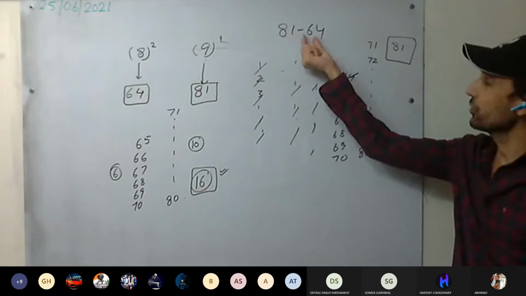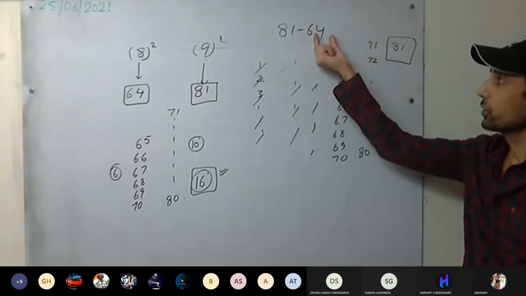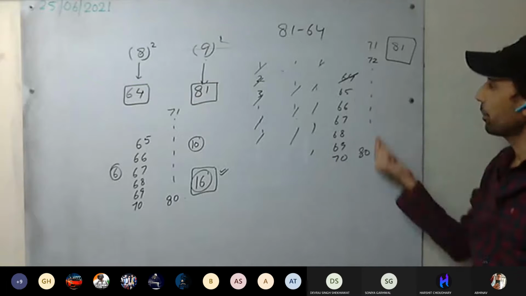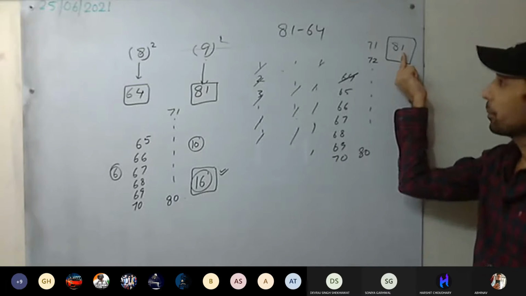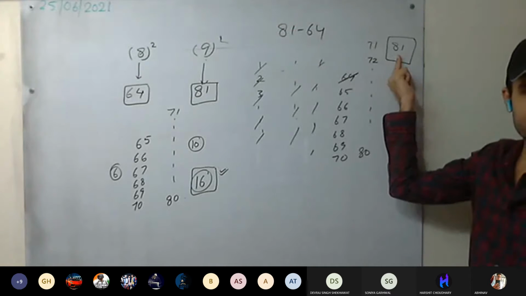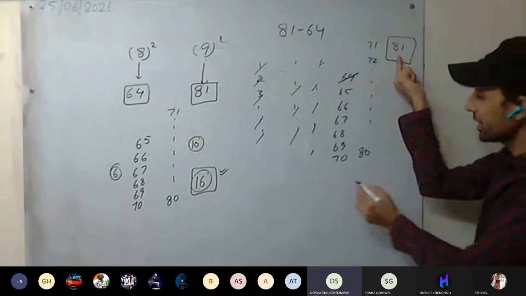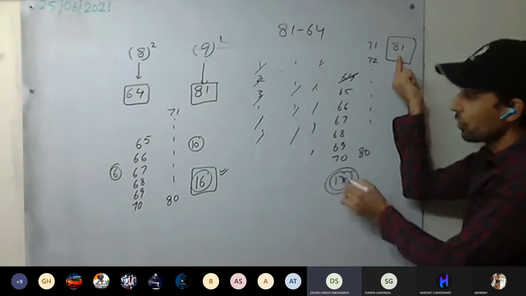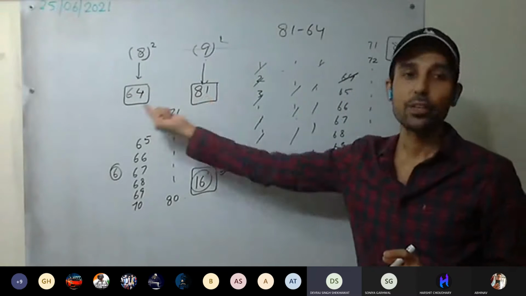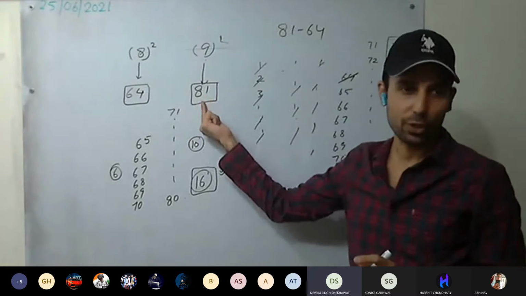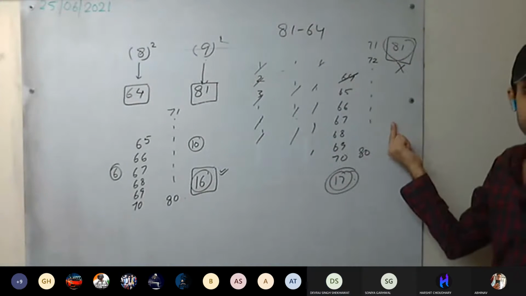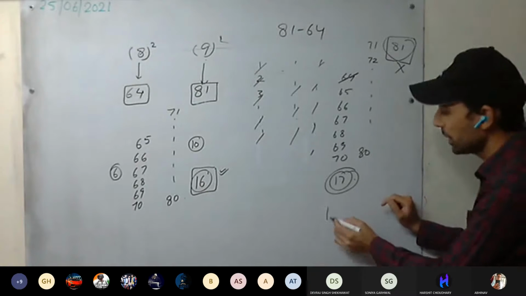When we are subtracting 64 from 81, up to 64 in 81 they get cancelled. But the remaining 17 numbers are there, and in those 17 numbers, 81 is included. This is the 17th number. What the question is asking is between 64 and 81. That means 81 should not be included. So it must be 16.